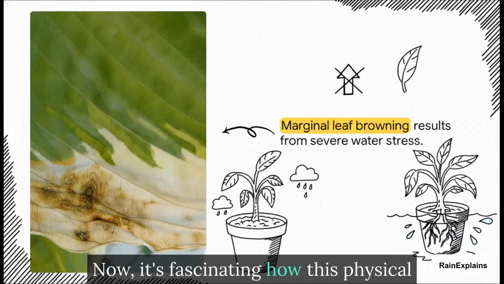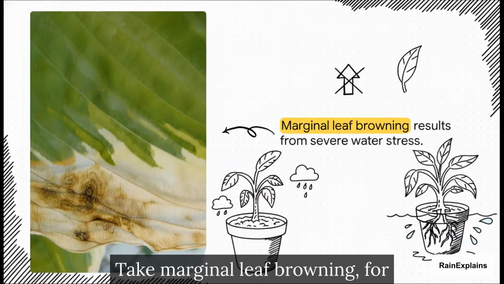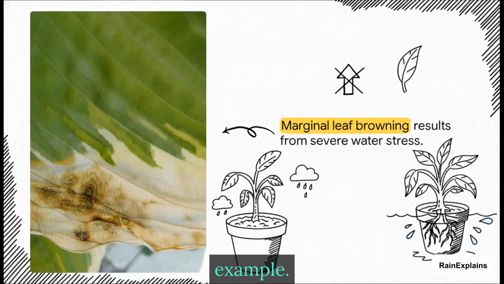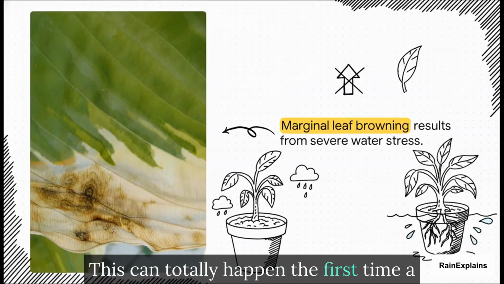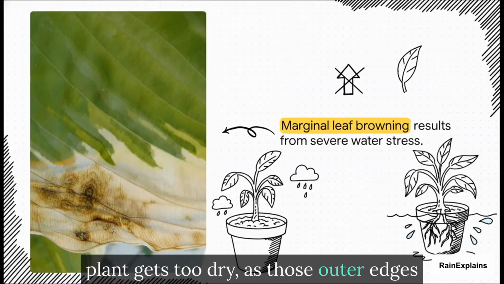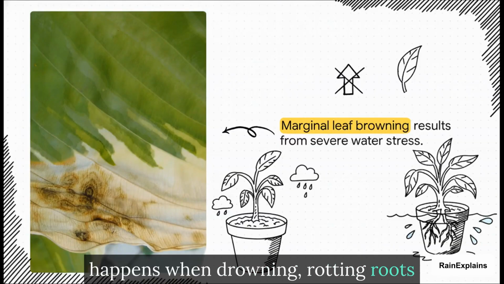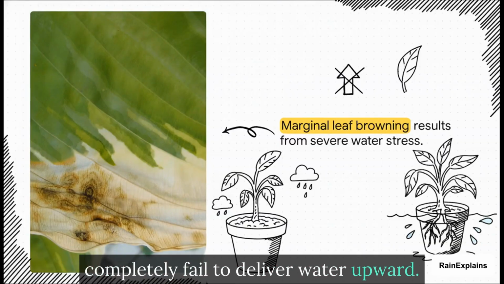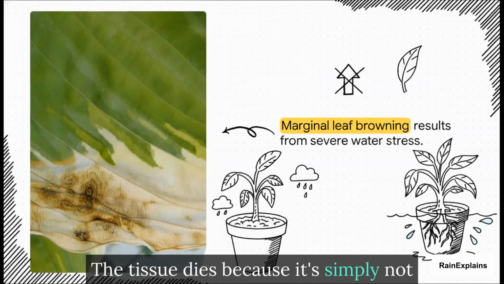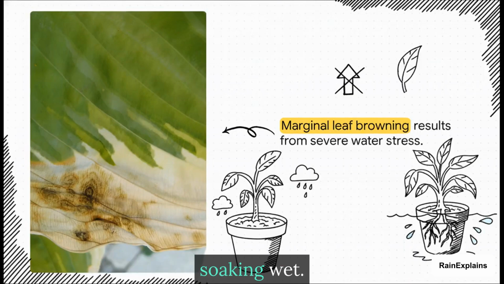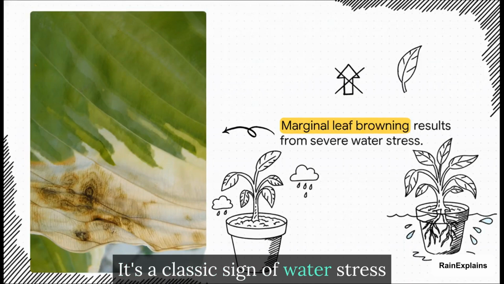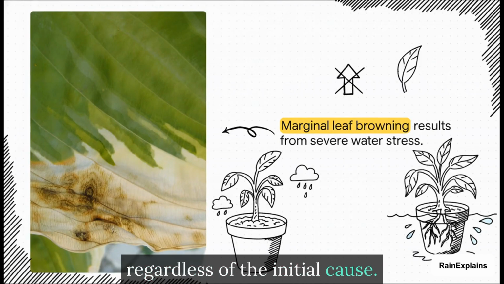Now, it's fascinating how this physical evidence manifests. Take marginal leaf browning, for example. This can totally happen the first time a plant gets too dry, as those outer edges just dry out. But, and here is the kicker, it also happens when drowning, rotting roots completely fail to deliver water upward. The tissue dies because it's simply not getting moisture, even though the pot is soaking wet. It's a classic sign of water stress regardless of the initial cause.